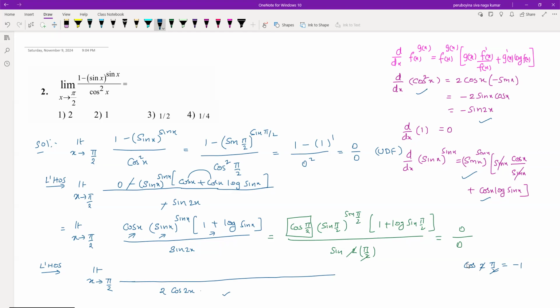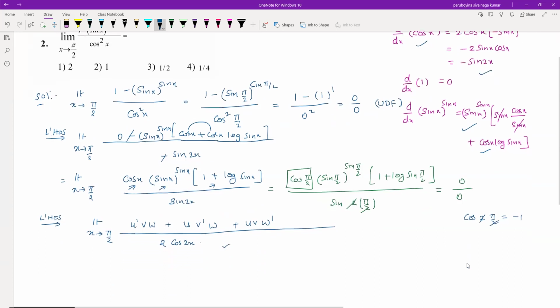Now I am doing UVW rule. First I am doing U dash. I will write the formula: U dash VW plus UV dash W plus UVW dash. So here U is cos x, V is sin x power sin x, and W is 1 plus log sin x.